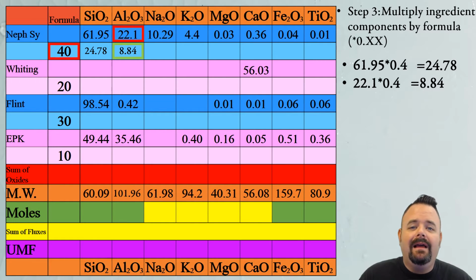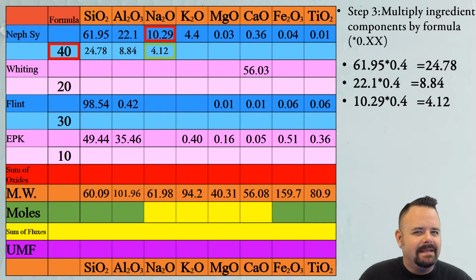We continue down the line for each and every component. Sodium is 10.29, multiplied by 0.4, and we get 4.12. This makes sense to everybody? So again, the 40% component is just what this recipe happens to have. If your glaze is 56.3, okay, you're going to have 0.563. It's the same moving the decimal point, okay? Just happens we're working with nice round numbers because it makes the math slightly more simple.